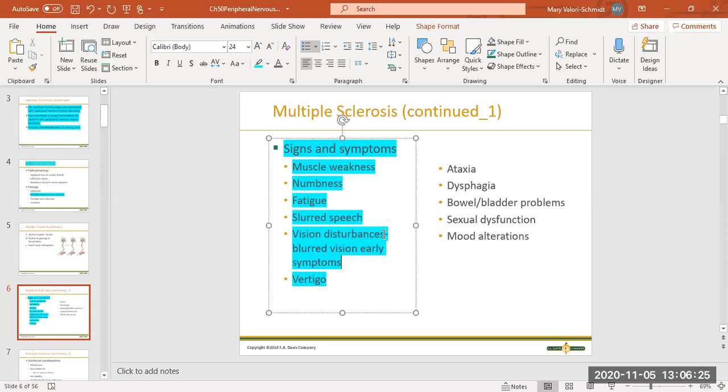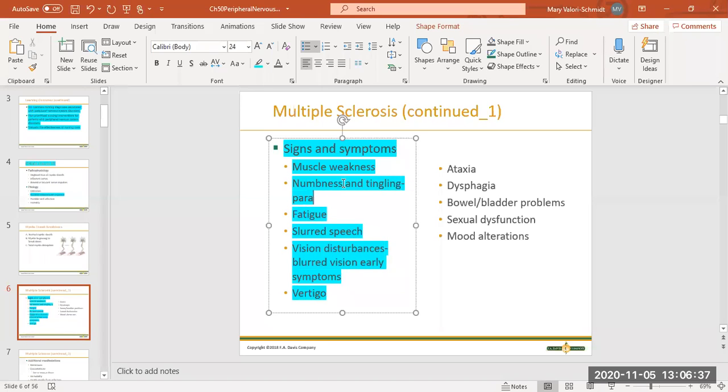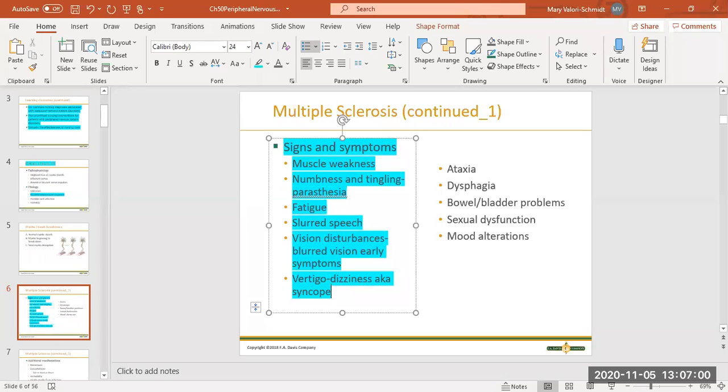Now, don't freak out and say, well, I get blurred vision. Doesn't mean you have MS. There are other symptoms that go along with it. So that numbness is usually numbness and tingling. And the word for numbness and tingling is paresthesia, right? So it's like hitting your funny bone. They'll have this numbness and tingling in extremities, weak muscles, feel like they can't move, fatigue, slurred speech, sounding like they're drunk, vertigo, which is dizziness, if you don't know that, right? Dizziness, and it's also known as syncope, which is kind of like passing out, okay?